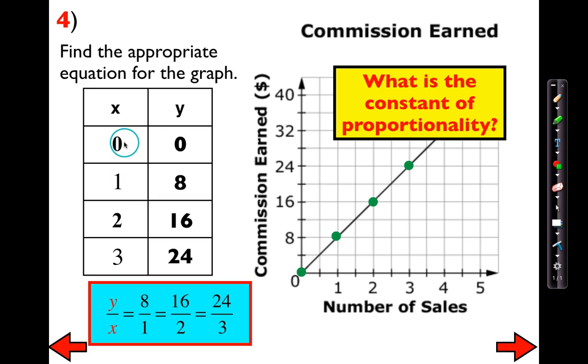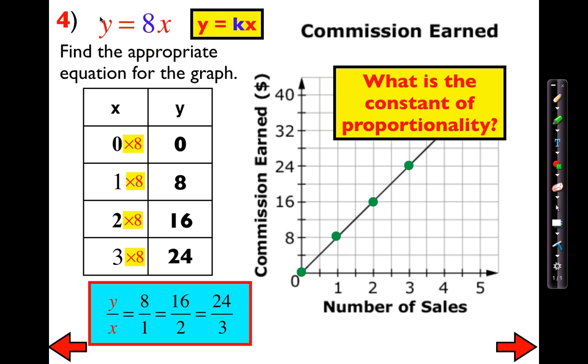If I multiply 0 times 8, does it equal 0? Yes. 1 times 8 is 8. Yes. 2 times 8 is 16. Yes. 3 times 8 is 24. Yes. So I know for a fact that it is my constant of proportionality. So it's going to follow the form y equals kx. Why do I know it follows that? Because we do see a graph that's linear and it goes through the origin. So we're just going to replace k with our 8. So our equation is y equals 8x.